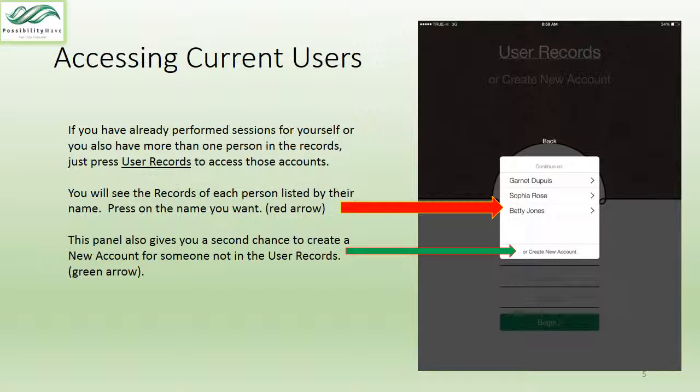You can see that when you click on user records, if you have a number of people already in there, they'll each have their own file. If you want to go into, for example, me, Garnet Dupuy, then you would just click on that name and you can see the past sessions that I would have done. Or I can go ahead and use it to create a new account. That's a second chance on creating a new account.